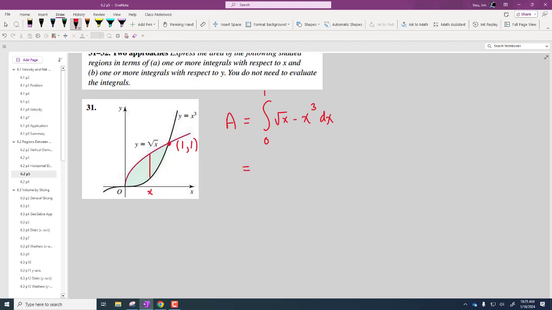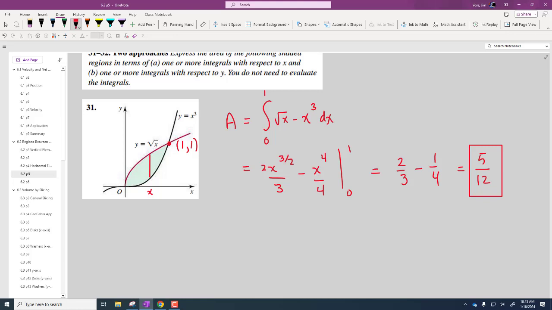So this will end up being x to the 3/2 times 2/3 minus x to the 4th over 4, from 0 to 1. So this will be 2/3 minus a 4th, which is 8 minus 3, 5 over 12. So that would be using a vertical element.